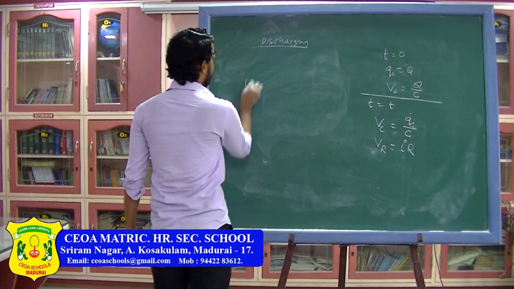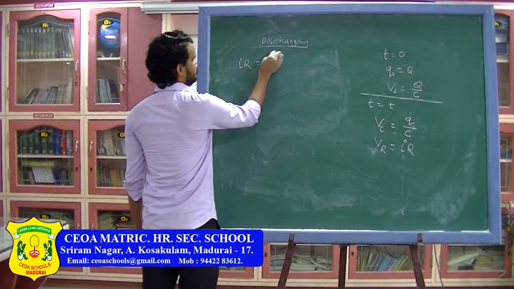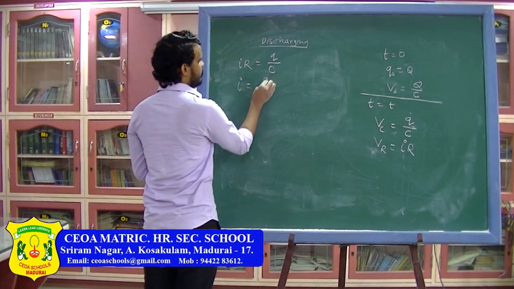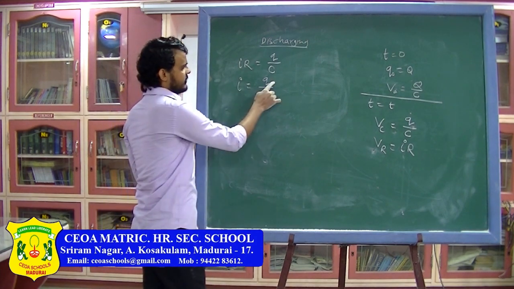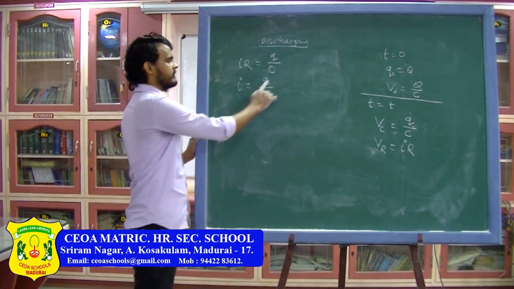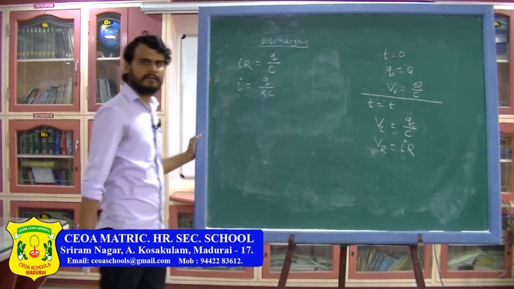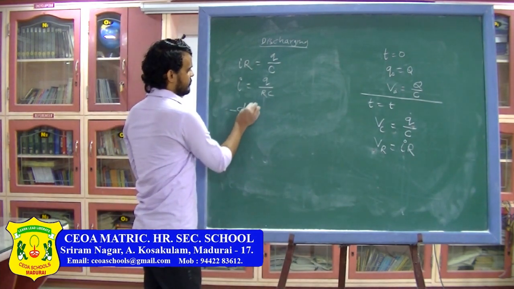So I can write I times R is equal to Q divided by C. From here, I can be written as Q divided by RC. Here I is the current at any time t, Q is the charge on the capacitor at any time t, R is the value of the resistance and C is the value of the capacitor. I can be written as minus dq by dt.